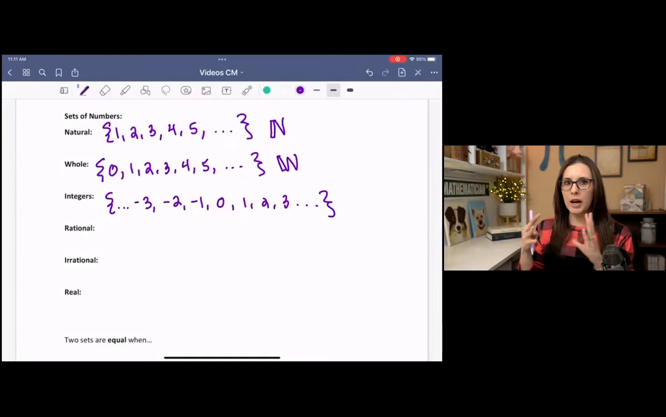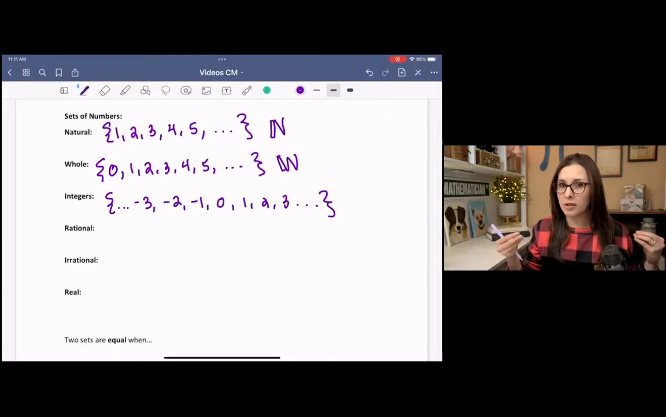So we're building out these sets. We've started with the natural numbers, which start at 1, and then now we've added 0, and now we've added the left-hand side of that number line, which is negative numbers. So our integers include the whole numbers and the natural numbers, but we're building out the set. So now we've got negative.